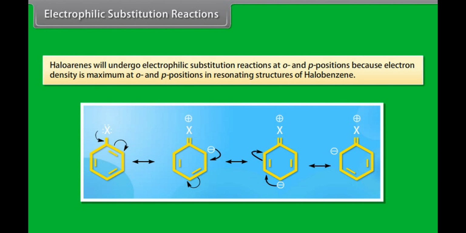Electrophilic substitution reactions. Haloarenes will undergo electrophilic substitution reactions at ortho and para positions because electron density is maximum at ortho and para positions in resonating structures of halobenzene.